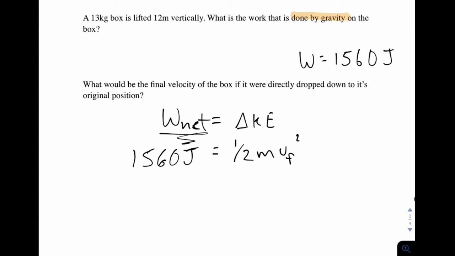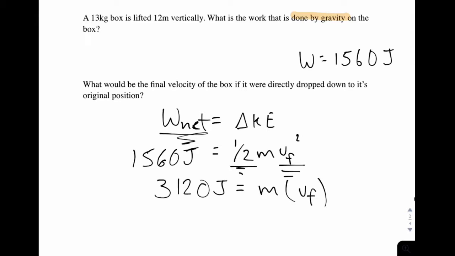And so now all we need to do is solve for the final velocity. Here is what we're looking for. And let's go ahead and practice our mental math. 1,560 times 2 would be 3,120 joules. So 3,120 joules is equal to the mass and then the final velocity squared. So 3,120 joules divided by 13. Also something we can do mental math wise.